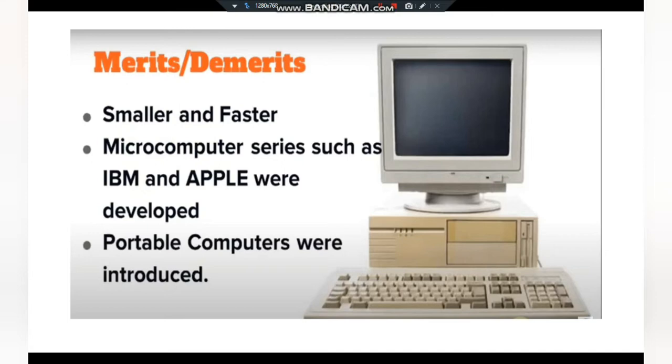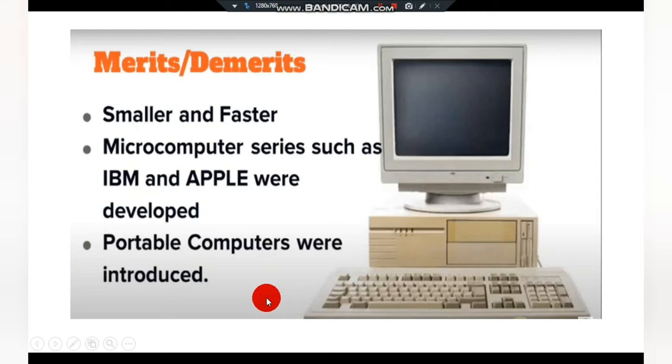Okay, one microchip is enough to create one computer. And then more portable computers were introduced. We know the meaning of portable: portable means easy to carry from one place to another. So the fourth generation gave birth to portable computers, and in this generation the computers are made in smaller size.